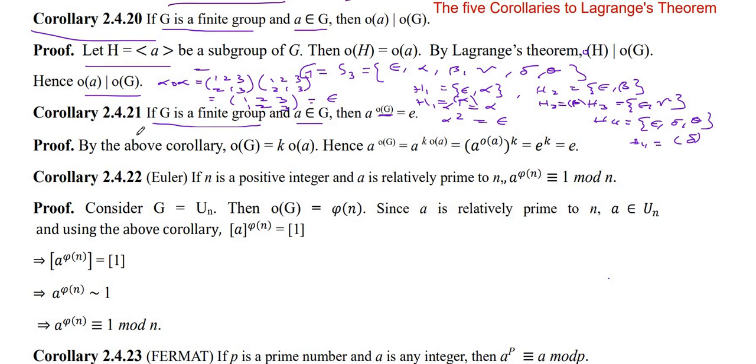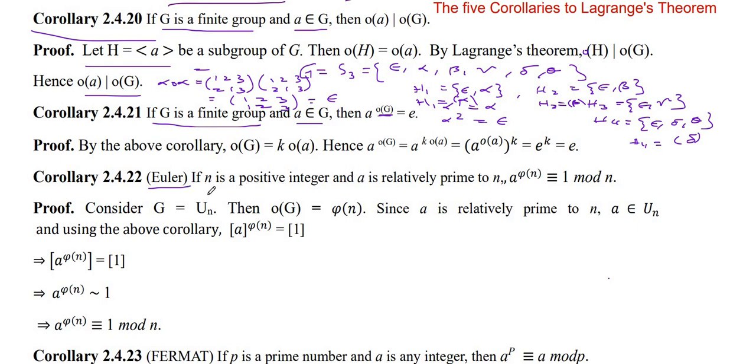Now this corollary will be used. See, we proved this first and then we made use of this to prove the second corollary. We are going to make use of the second corollary to prove the third corollary, and this one will be used to prove the next corollary. So this corollary is due to Euler.